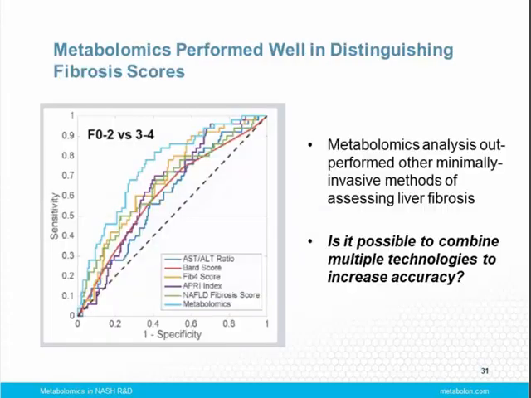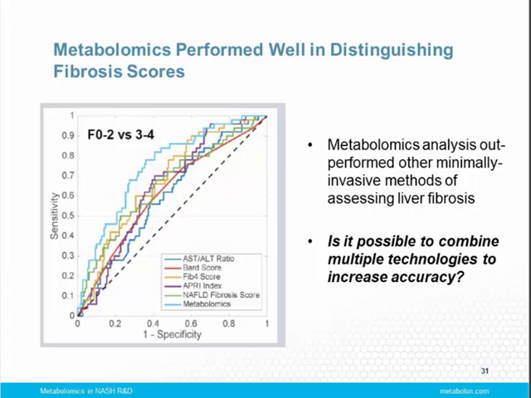and vitamins. Within this analysis, we found that metabolomics was able to outperform other minimally invasive methods of assessing liver fibrosis. So this is a ROC curve distinguishing fibrosis stage 0 through 2 patients versus fibrosis stage 3 through 4. And you can see the light blue line on the graph is depicting the metabolomics performance.